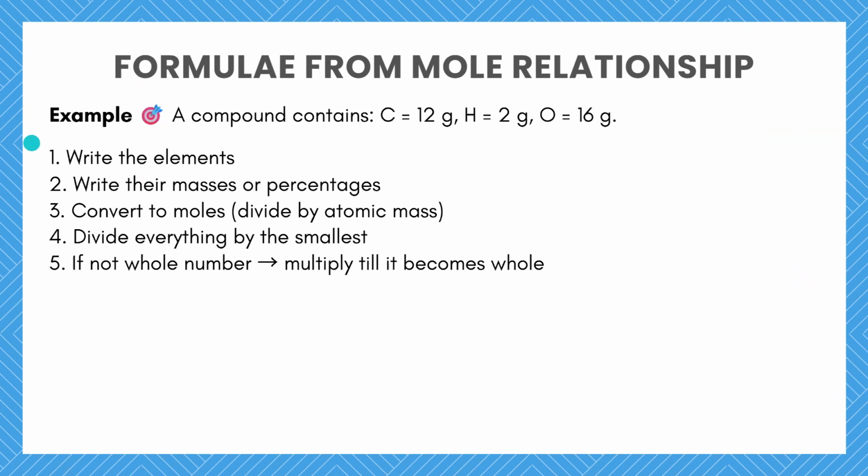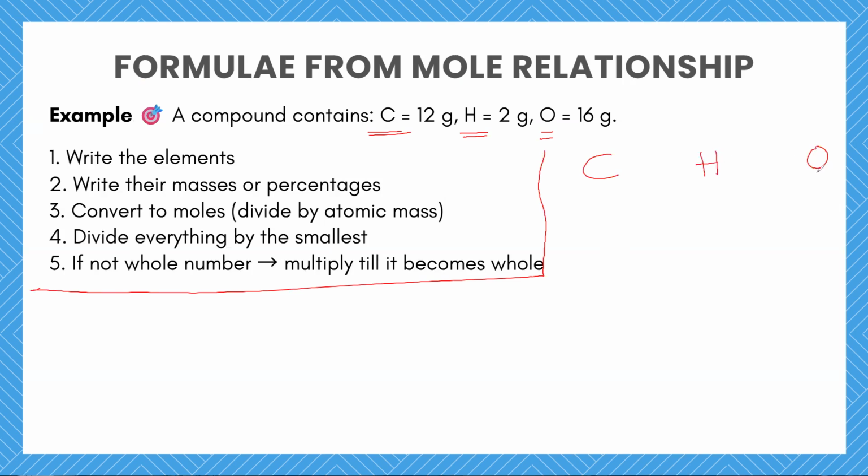Okay, so we have the first question on the screen right now that says a compound contains carbon, 12 grams of carbon, 2 grams of hydrogen, and 16 grams of oxygen. Let's calculate the empirical formula. So step number 1, write the elements. We have carbon, we have hydrogen, and we have oxygen. We've done that. Step number 2, write their masses or their percentages. This time we were given the values in terms of their masses. We have carbon to be 12, we have hydrogen to be 2, and we have oxygen to be 16.